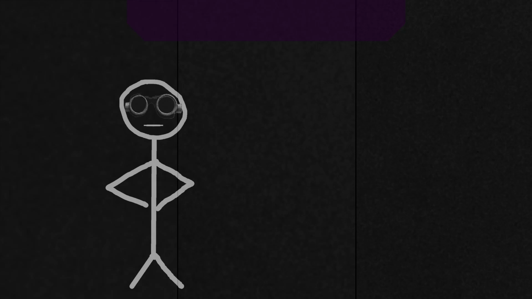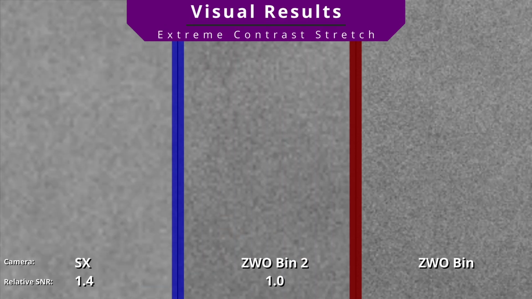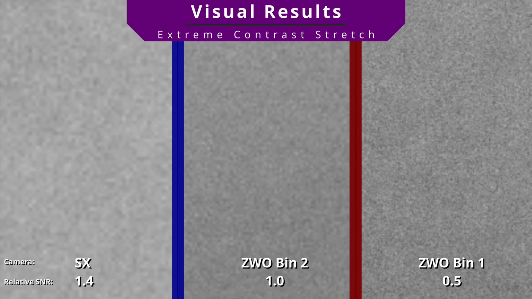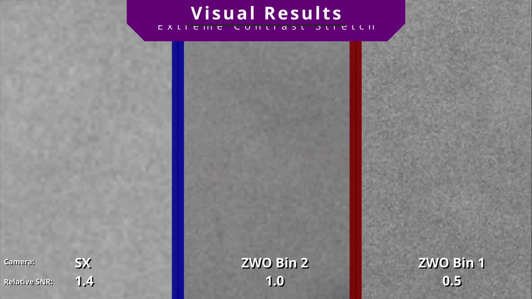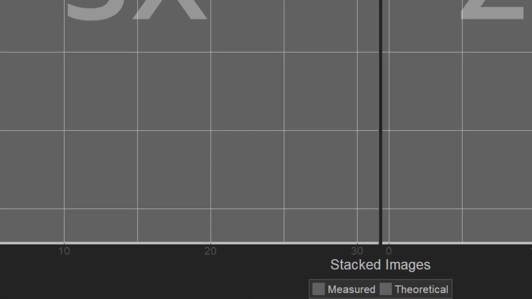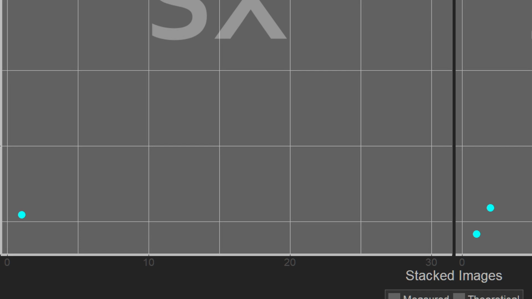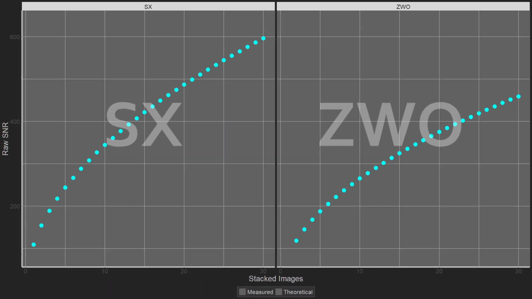Now, I want to show you my results. Compared to the ZWO in bin 2 mode, the Starlight Xpress got about 1.4 times the SNR. That's really close to the 1.3 that was estimated. If we look at the theoretical and measured SNR as we stack from 1 to 30 images, then this would be the theoretical SNR, and this would be the measured SNR.